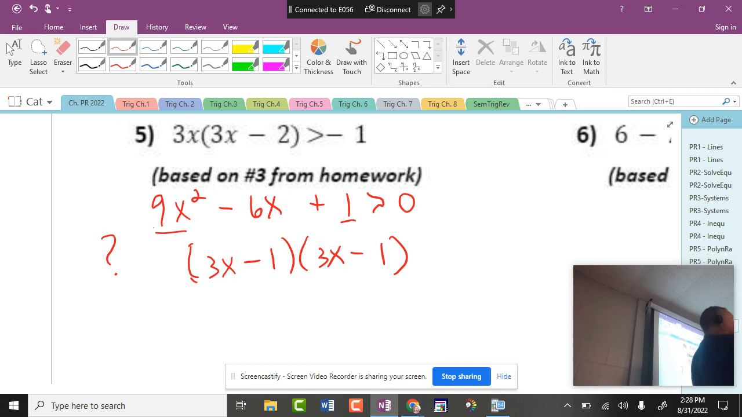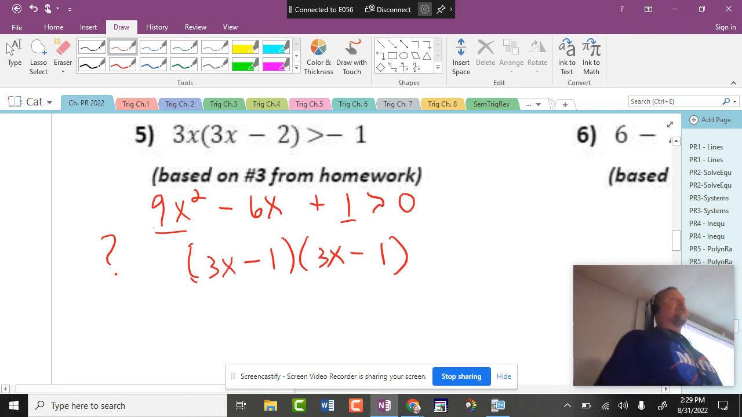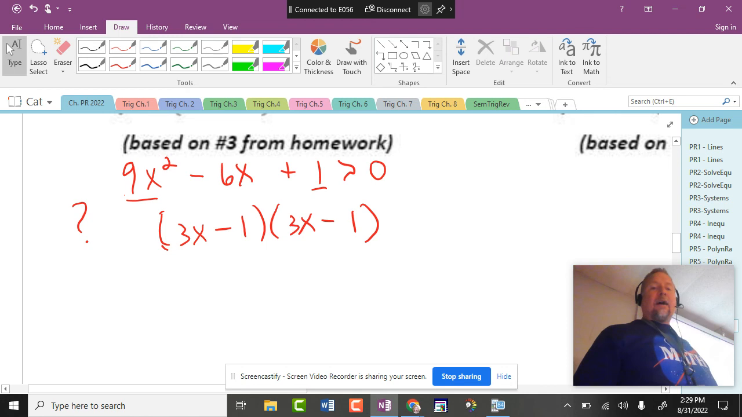Good FOILer, say it. Good factors, 9x squared. Is this negative 3x and negative 3x? Does that equal this? Yes. And then negative 1 times negative 1 is what? 1. This is the factorization of that. But you know what the problem is? There really is only one to check. This is a double solution. So 3x minus 1 equals 0. You get x equals, add 1, divide by 3.